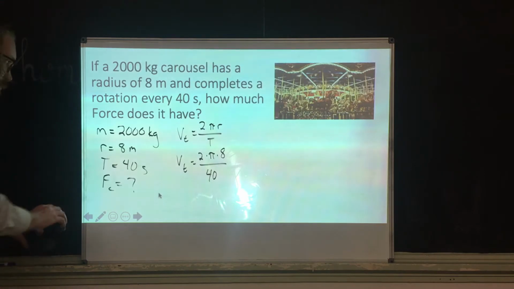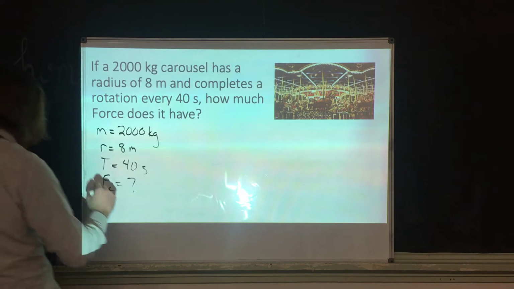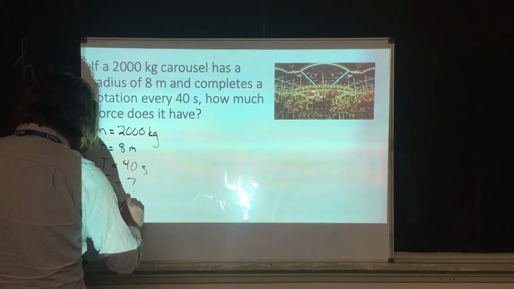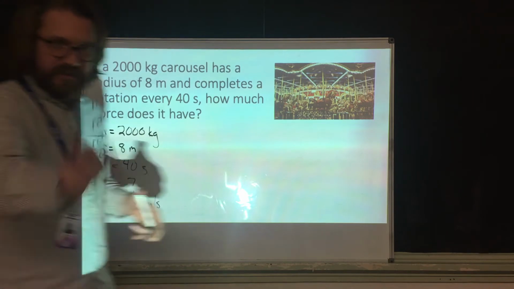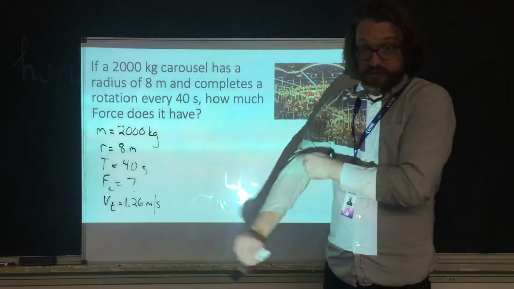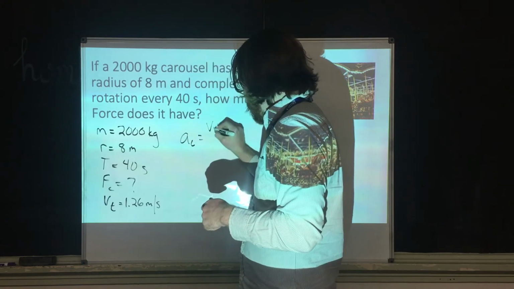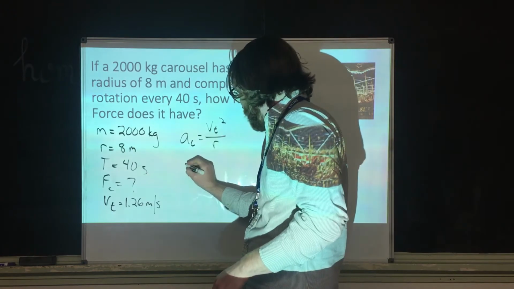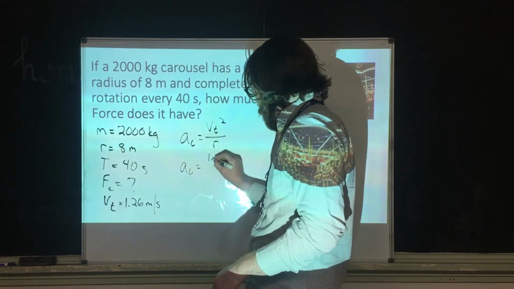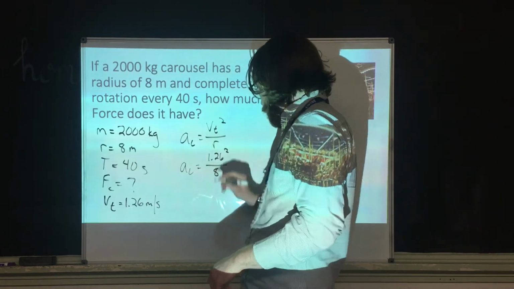All right, so now I can take this, and I'm going to add this over here. So now we know our velocity is equal to 1.26 meters per second. Step 1. Step 2 is to find the acceleration. Acceleration is equal to the velocity squared divided by the radius. So we know our velocity squared. That is 1.26 squared divided by our radius, which is 8.